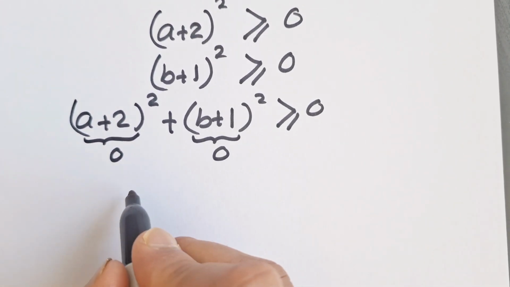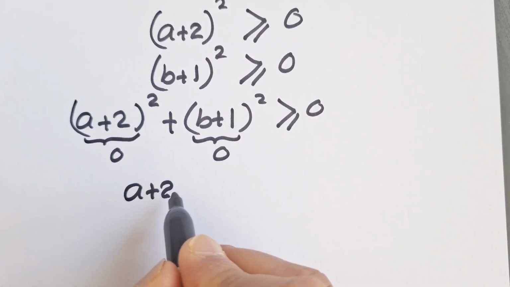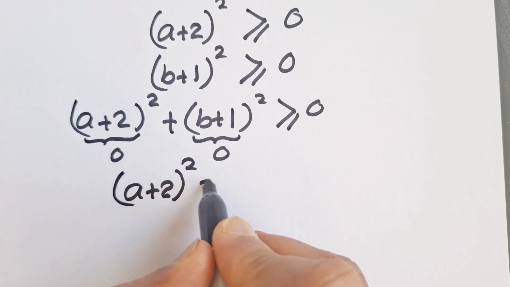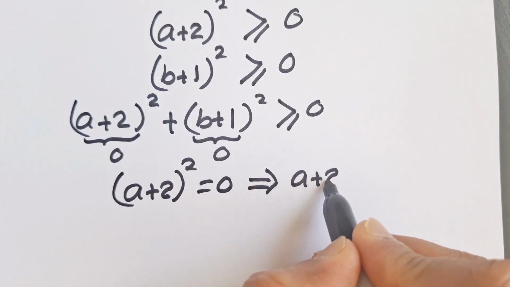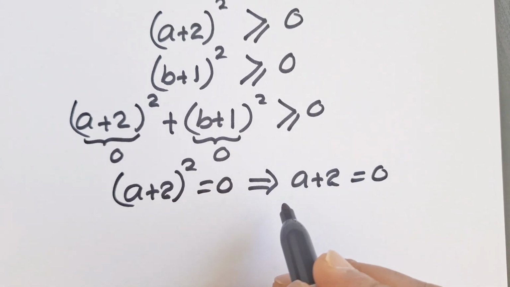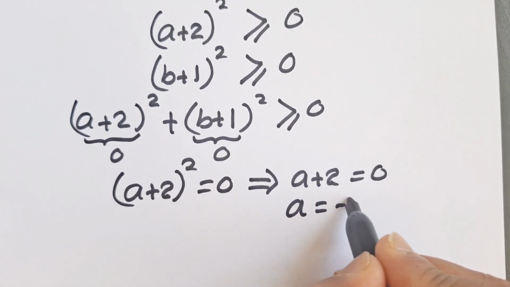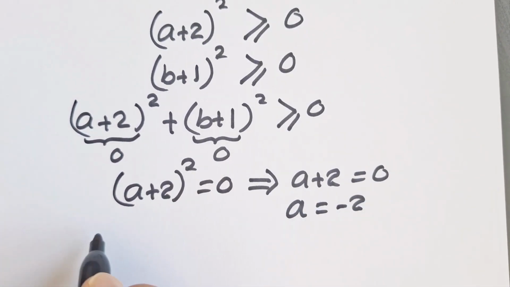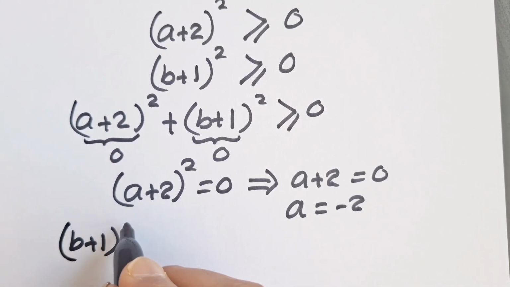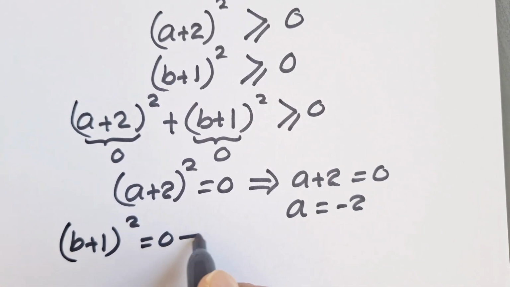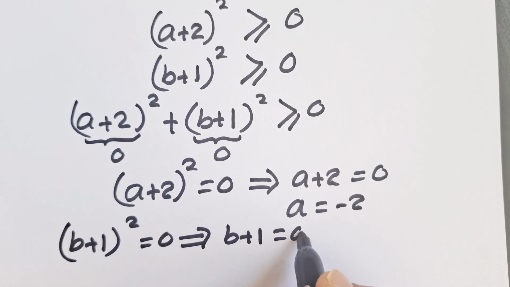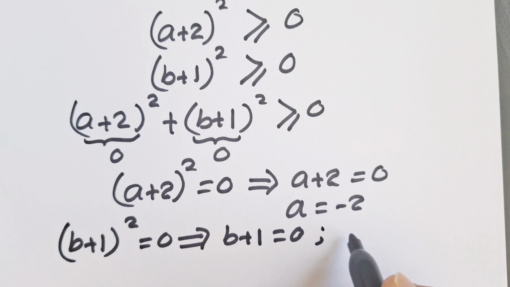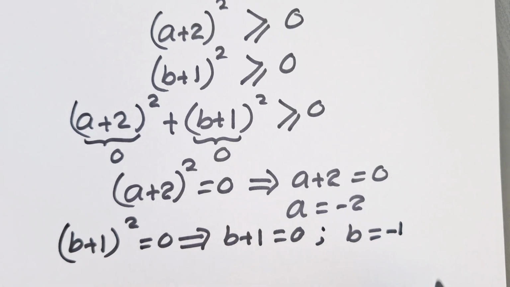Therefore, it can be written as (a plus 2) whole to the power 2 equals 0. Then we have a plus 2 equals 0, and we have the value for a, which is equal to minus 2. Then (b plus 1) whole to the power 2 equals 0, then b plus 1 equals 0. So we have the value for b, which is equal to minus 1.